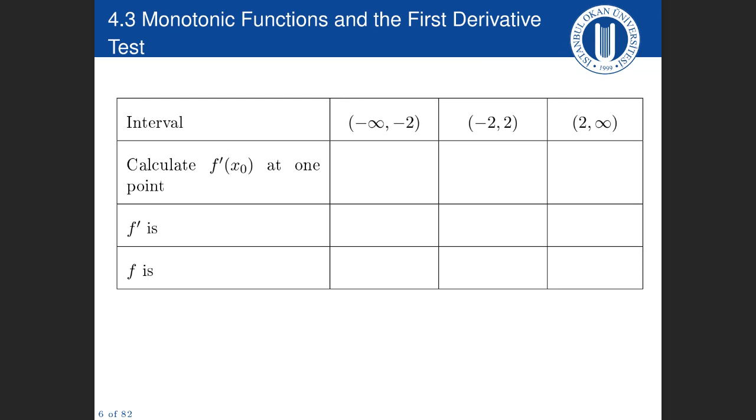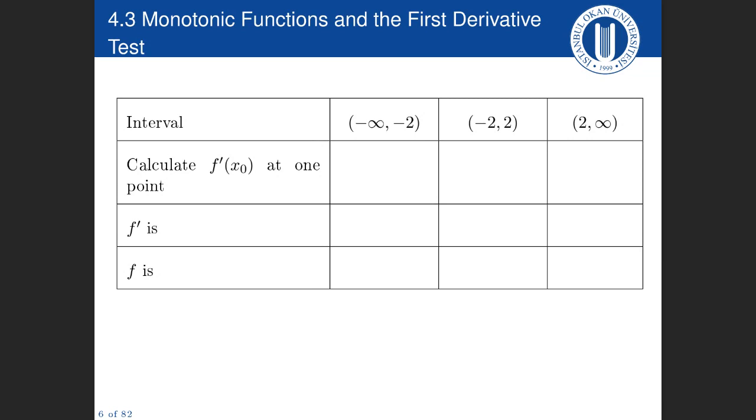We're going to calculate the derivative of f at one point in each interval, and then we're going to be able to see if f is always increasing on that interval or always decreasing on that interval. Because we know where the critical points are, we know that on each one of these intervals, f is always increasing or f is always decreasing. It can't go up, down, up, down inside one of these intervals because then we would have more critical points.